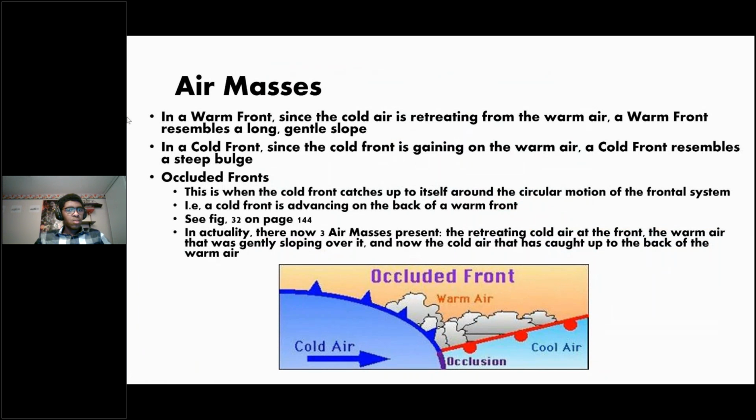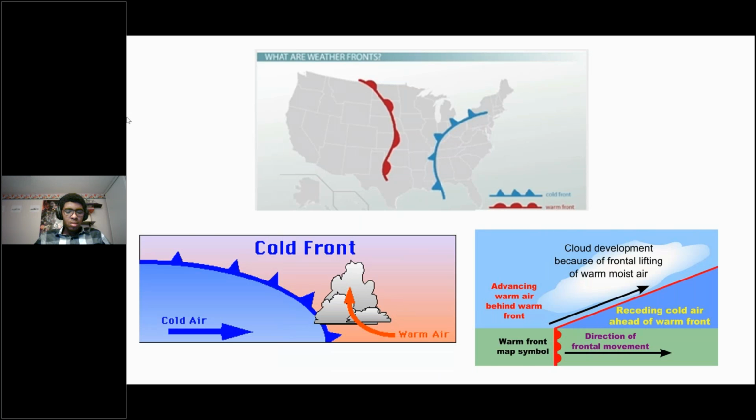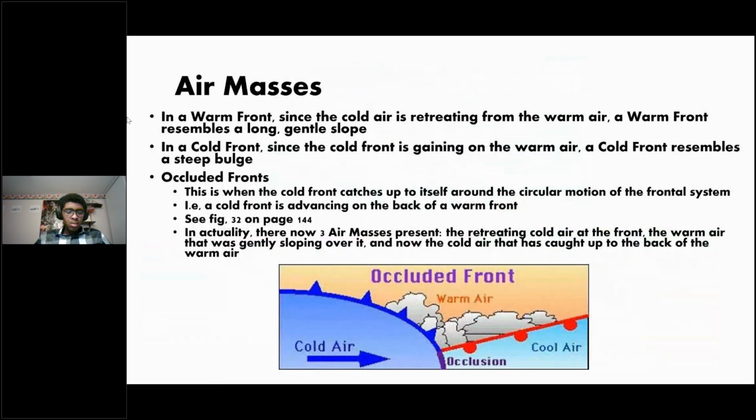Okay, so as I was saying in the last picture there, because in a warm front the cold air is the one that's really retreating from the warm air, a warm front will resemble that kind of long, gentle slope we see in the bottom right picture here. And then in a cold front, since it's really the cold air that's moving and advancing on this lighter warm air, the cold front looks like a steep bulge there.